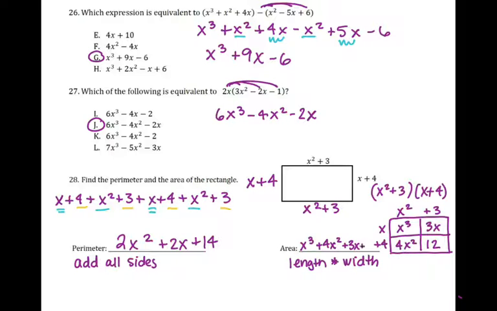So 3x plus 12. I'm going to circle this one because it ended up being too close to the 4. There we go. And since I circled that answer, I might as well circle the perimeter because then it just looks weird. All right, next question.